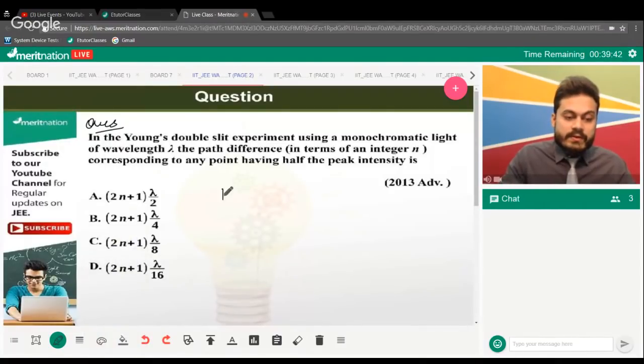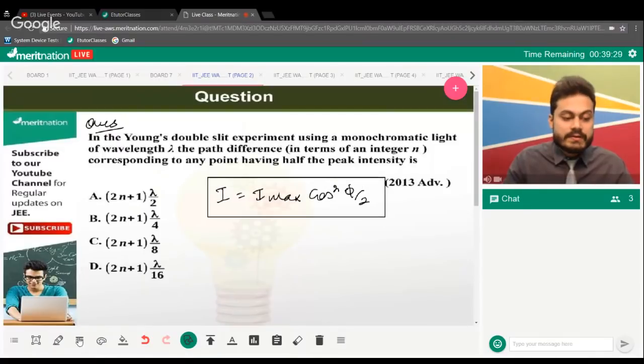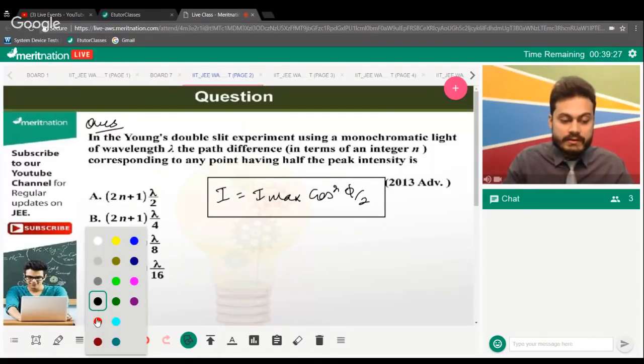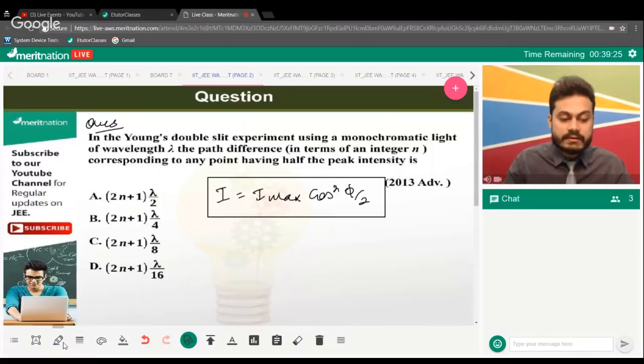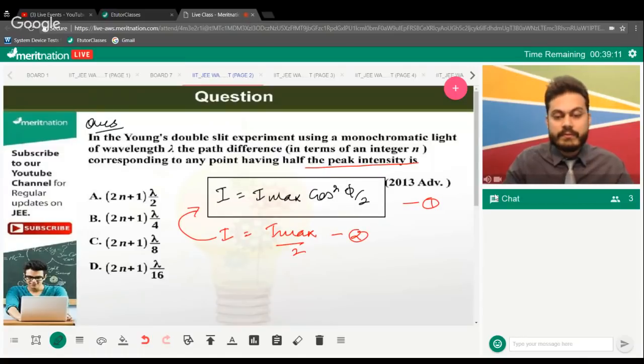So what is the formula which relates maximum intensity with the intensity at any phase difference phi? So this is the formula, that is the first formula I told you right before. In this question, the intensity is given and it is half the peak intensity. So I is given as I max by 2. All you need to do is just put that value in the formula.